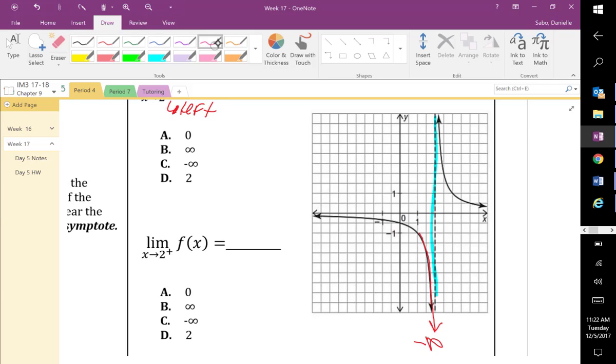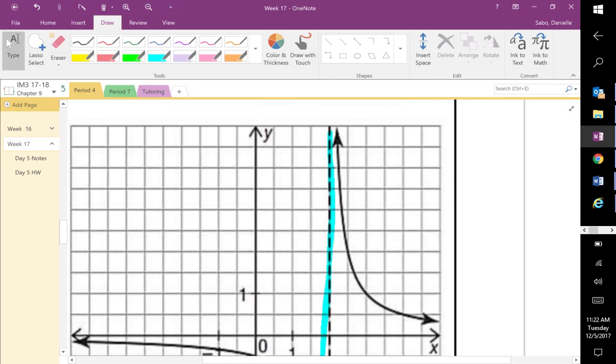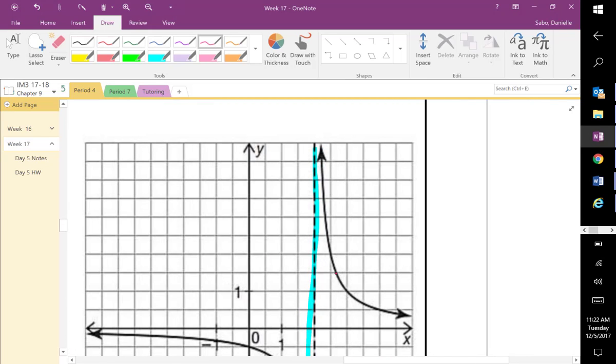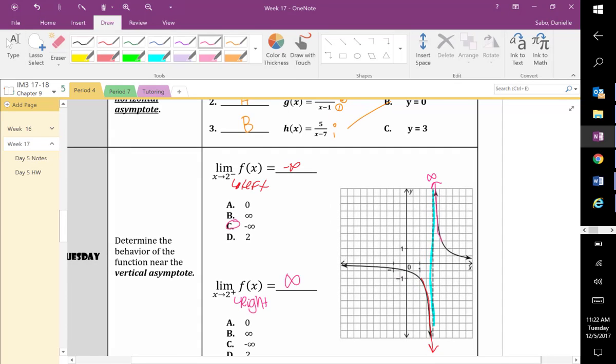Now if we go on the right side, so that was C. Now let's go to the right side. Again, here I am on the right side of my asymptote. Follow the graph in pink. Where is it going? Going to positive infinity. You see how it's starting to go up towards my asymptote, but it's going up to positive infinity. And that was B. That one is very similar to the one you're going to have on the exam on Thursday and Friday. Okay?